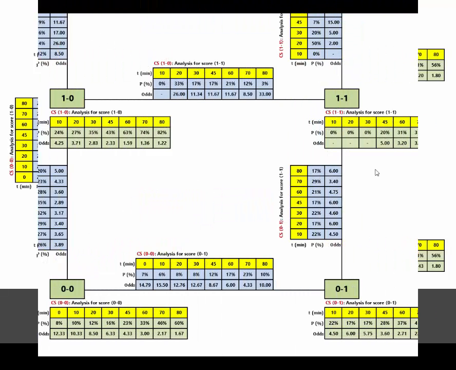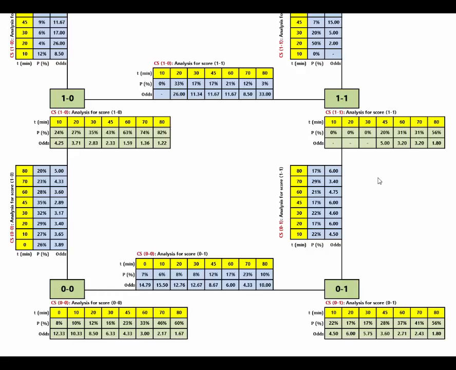5.75. Let's have a look at the scoring root for the final score 1-1. Let's say that the elapsed time of the game is 70 minutes and the current score is 0-1. The probability to have a final score of 1-1 at the elapsed time 70 when the current score is 0-1 is 29%.